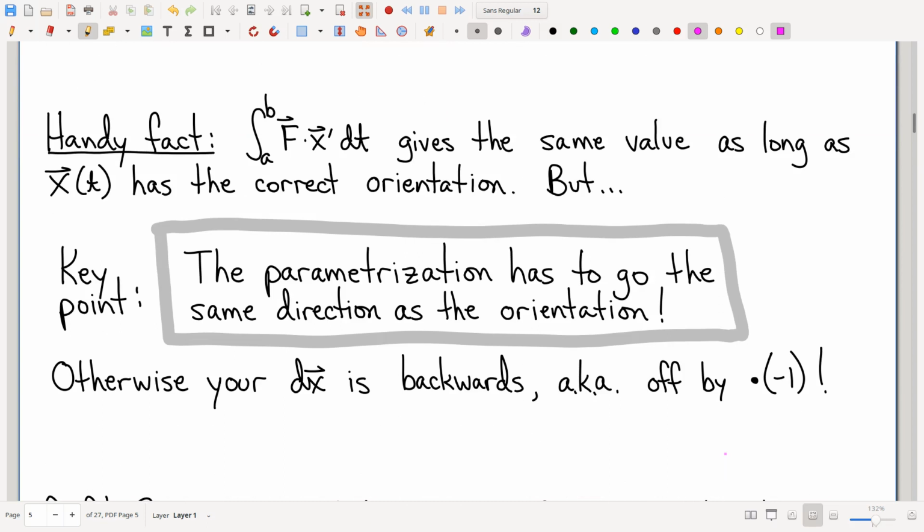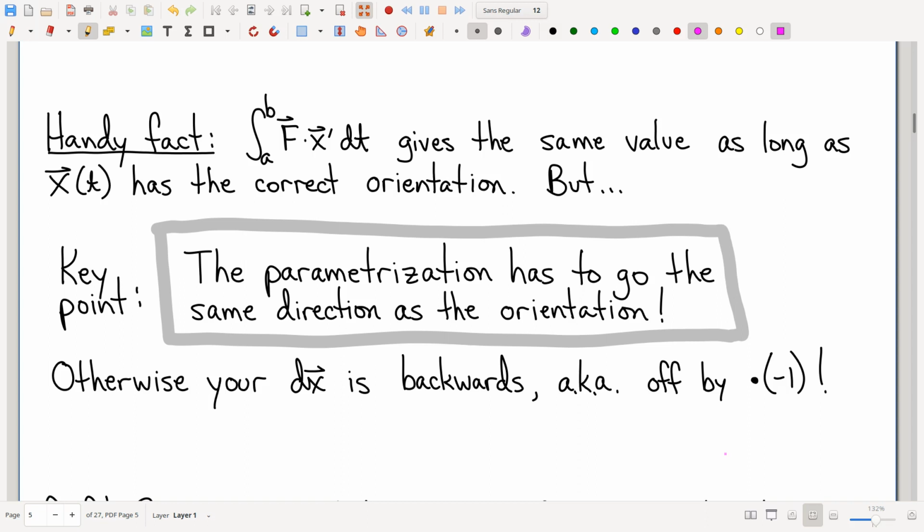Y'all might recall when we were talking about scalar line integrals, this scary question came up about, wait a second, I get to pick the parameterization. What if I pick one parameterization, you pick a different parameterization? We're using different parameterizations. We're going to get different integrals. What if we get different answers? Who's right? What's the correct parameterization to use? It was kind of a scary question.